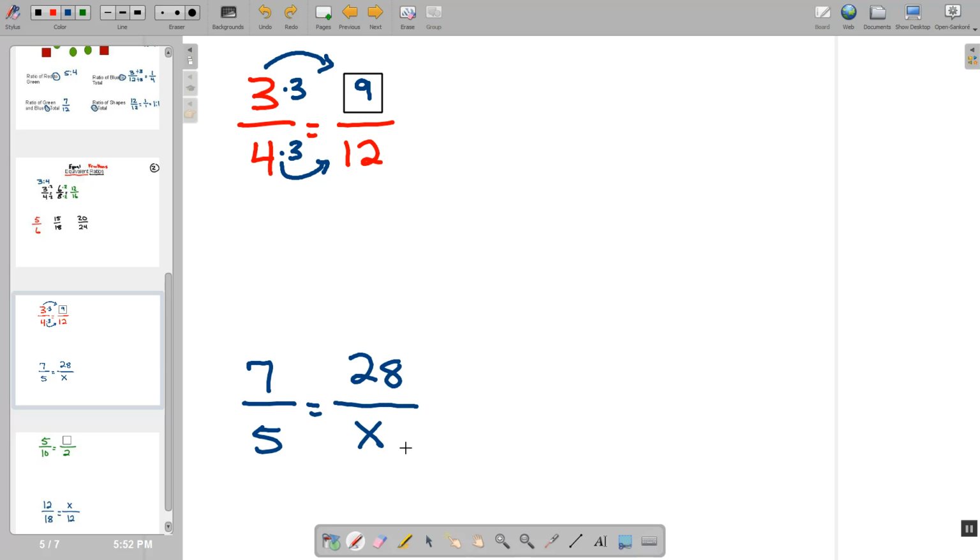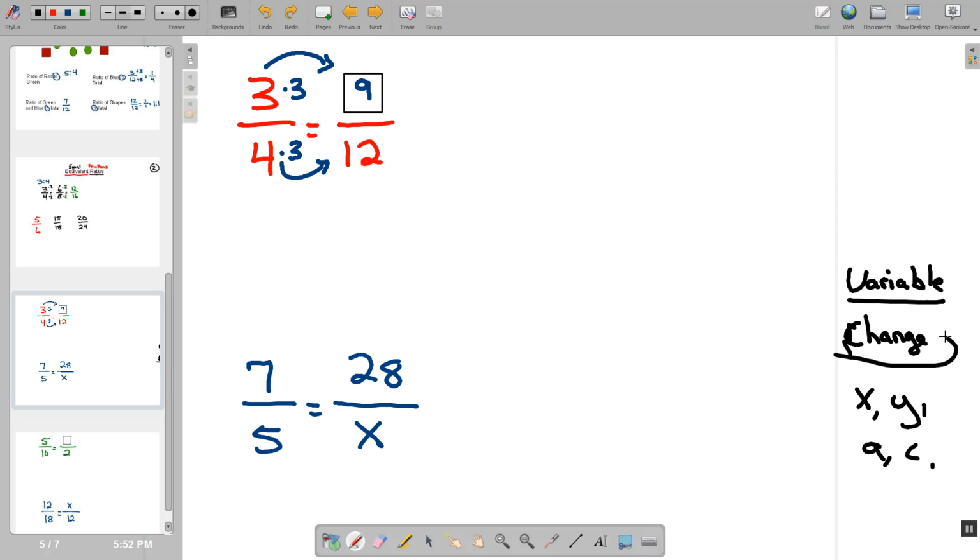Now down here on the bottom, sometimes it's going to be written as a variable, which in this case our variable is x. And the word variable means change. So the reason why variables like x, y, a, c, or any letter are called variables is because they can represent any number, and that number can always change.